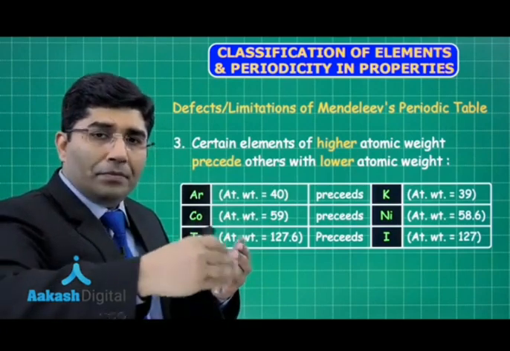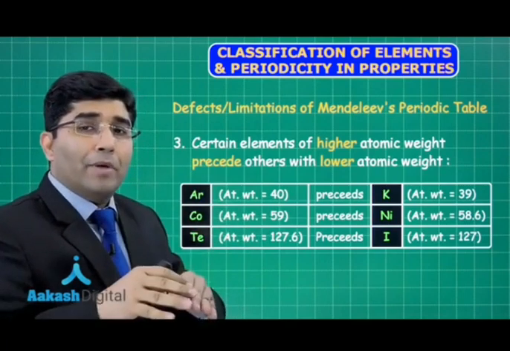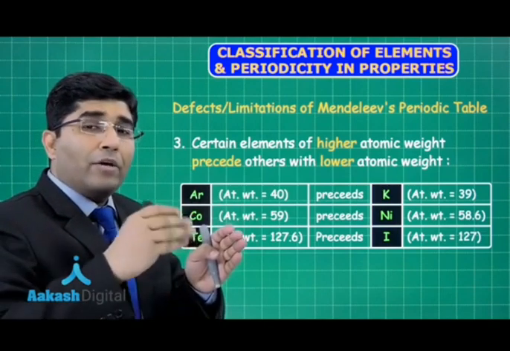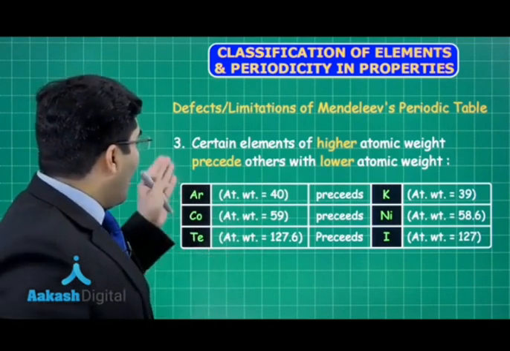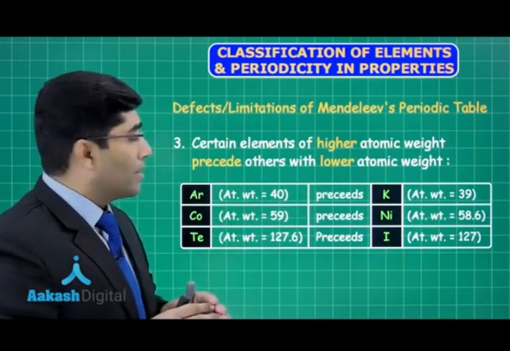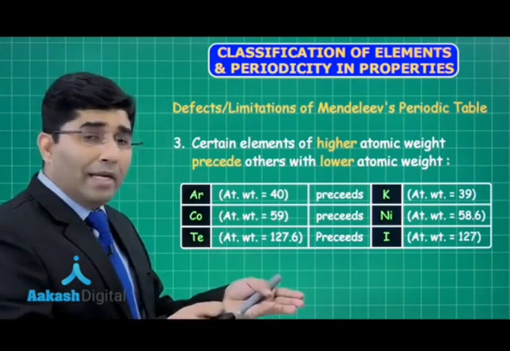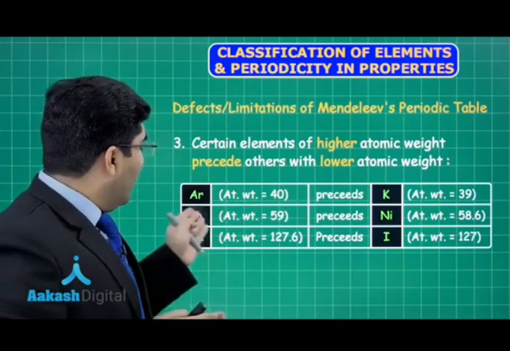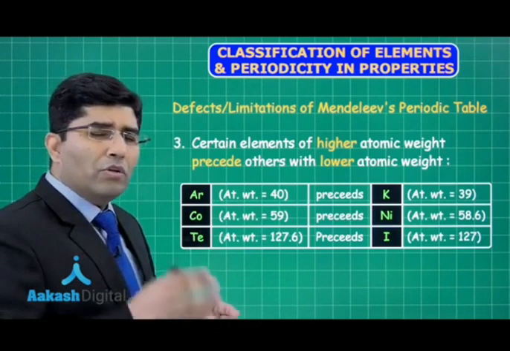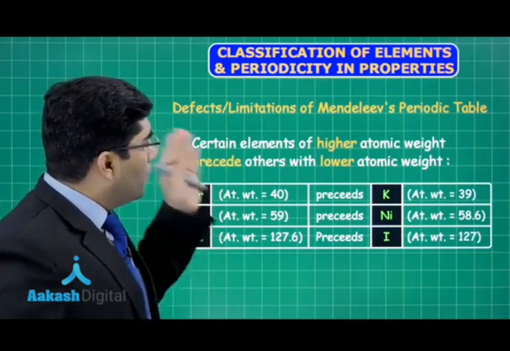will generate, right? And the elements which have the same properties will come in the same group. But somewhere in the table, you can see that atomic mass is decreasing also. Argon has atomic mass 40. After that comes potassium. It has less mass, that is 39 only. Cobalt 59 and after that nickel, that is 58.6 only. Tellurium 127.6 and iodine 127. So this was the anomaly, a limitation of Mendeleev's periodic table.